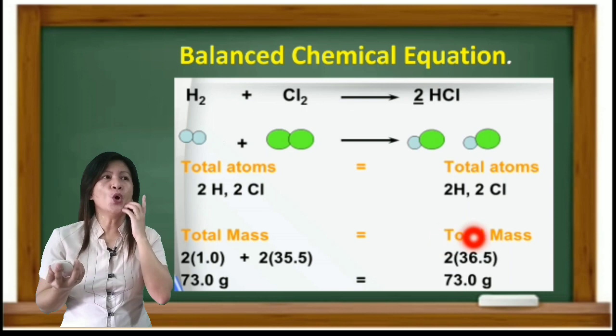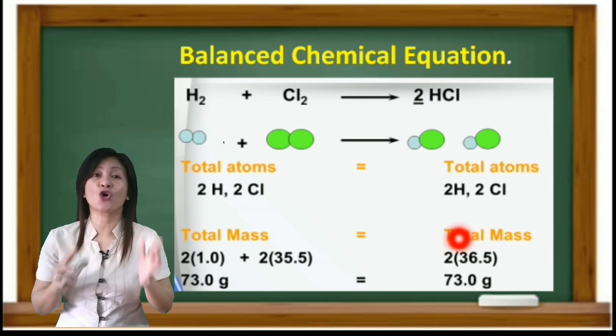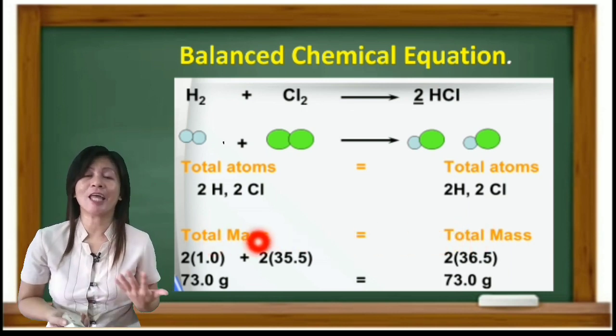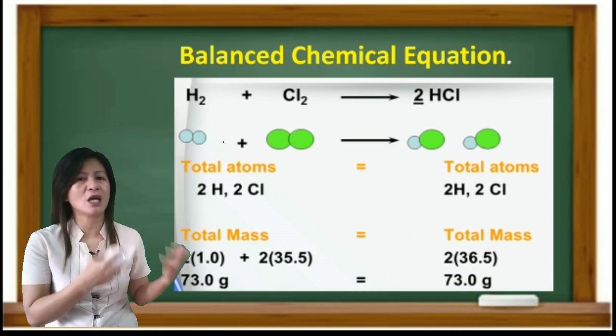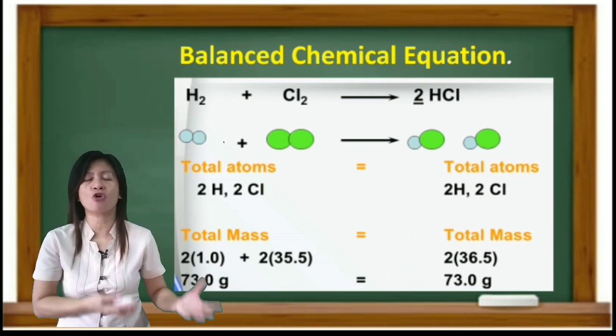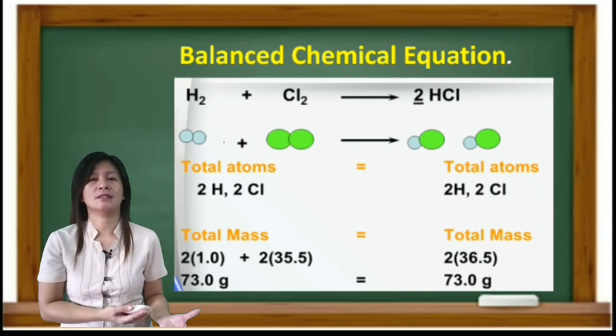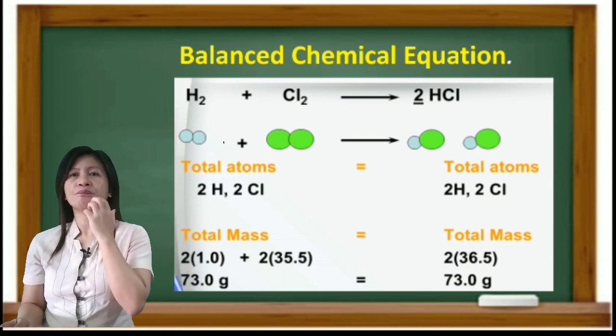Because no atom was destroyed or created. So the same number of atoms, the same kinds of atoms are present on both sides of the equation, therefore the same mass of the substances. Okay? So I hope that's clear.